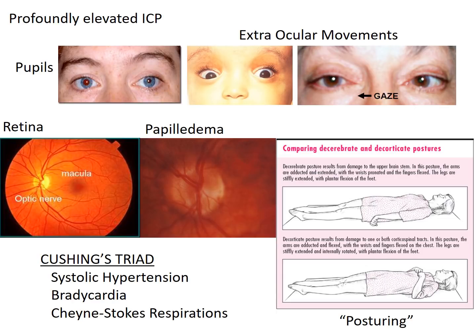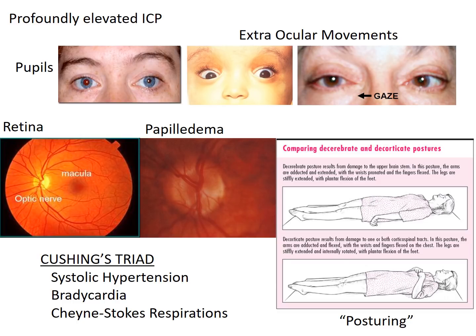You have probably all seen people with profoundly elevated intracranial pressure, and you know that it can affect pupil movement, as well as pupil dilation and constriction. So you can get dilated, fixed, unilateral or bilateral pupils due to elevated intracranial pressure. You can get impingement and impairment of extraocular movements. The person can't look up or down or can't look side to side.